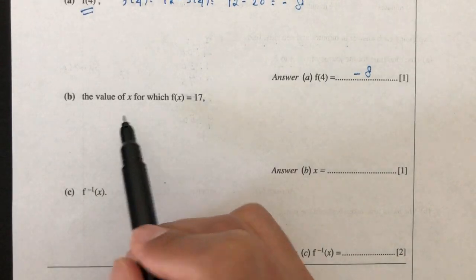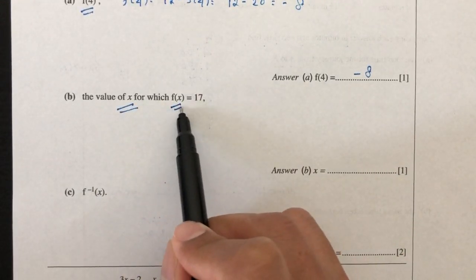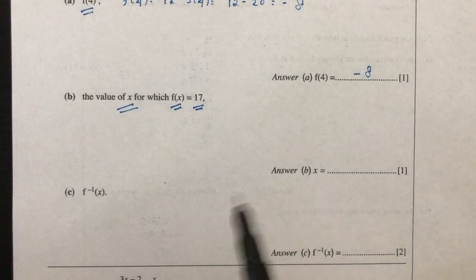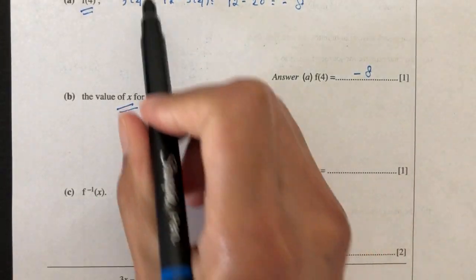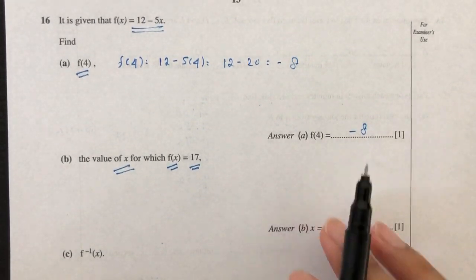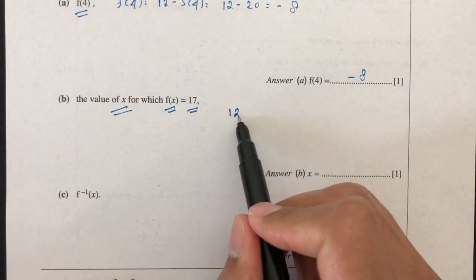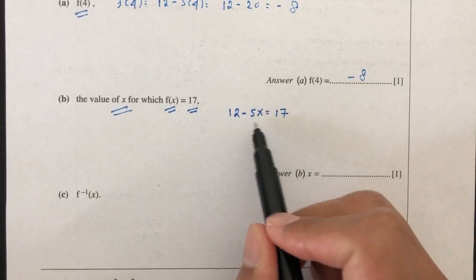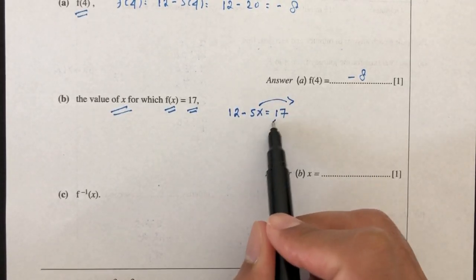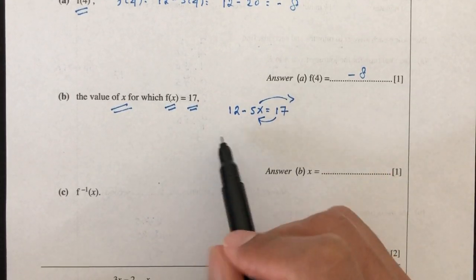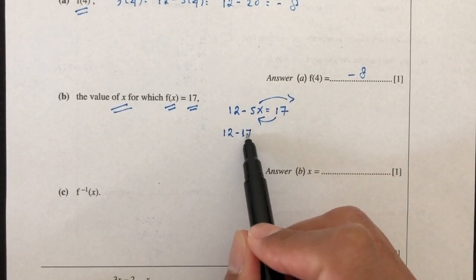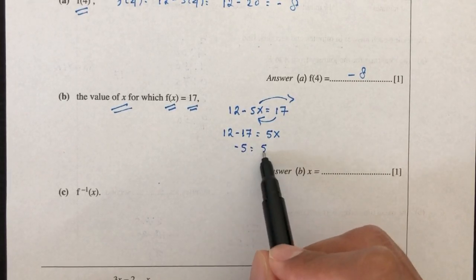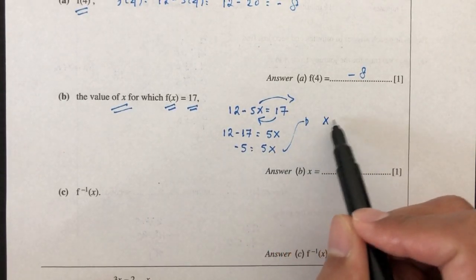Now part B, find the value of x for which f of x equal to 17. So let's do that. F of x given to us as 12 minus 5x. So 12 minus 5x equal to 17. So let's solve for the value of x. So we send x over here, we send numbers over here. It will be 12 minus 17 equal to 5x. This will be minus 5 equal to 5x. So x will be minus 1.